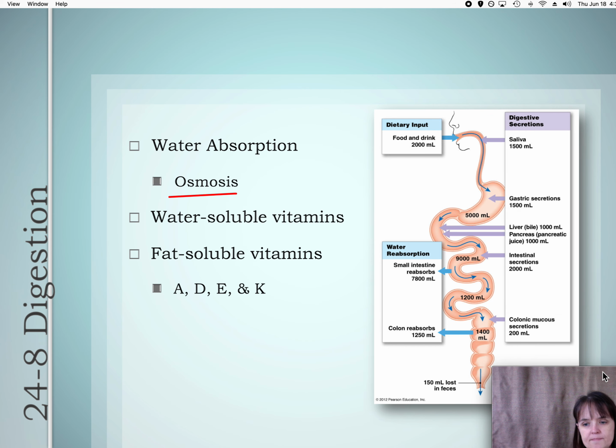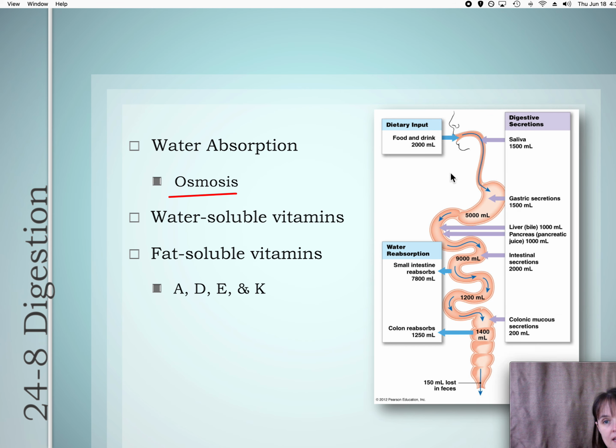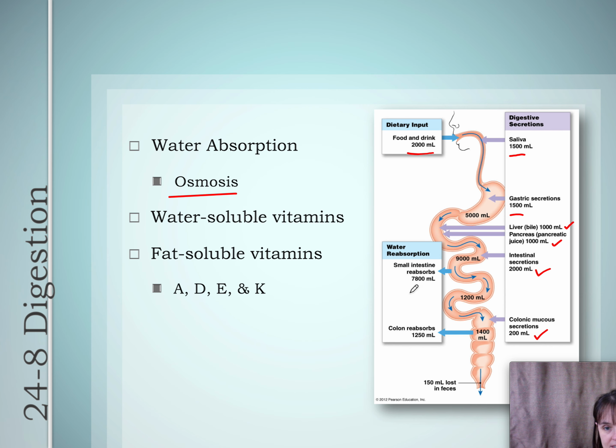Input 2,000 mils. You make saliva, gastric secretions, bile, pancreatic juice, intestinal secretions, mucus. Small intestine reabsorbs.